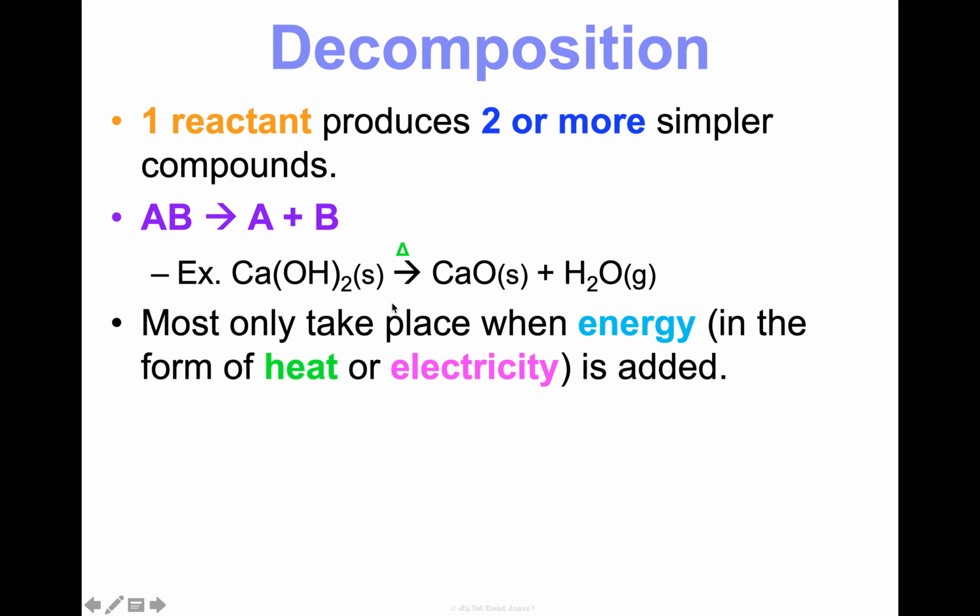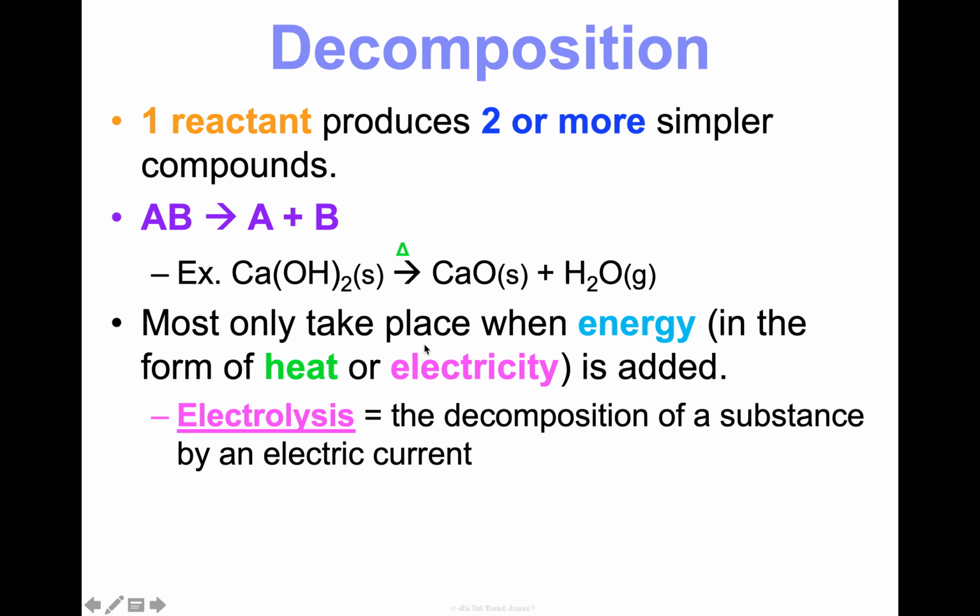Another thing we'll see besides just heat is electricity. When that happens, we say this is an example of electrolysis, which is the decomposition of a substance by an electric current. For example, we can take liquid water and decompose it into hydrogen gas and oxygen gas with an electric current. So we would write electricity above that arrow.